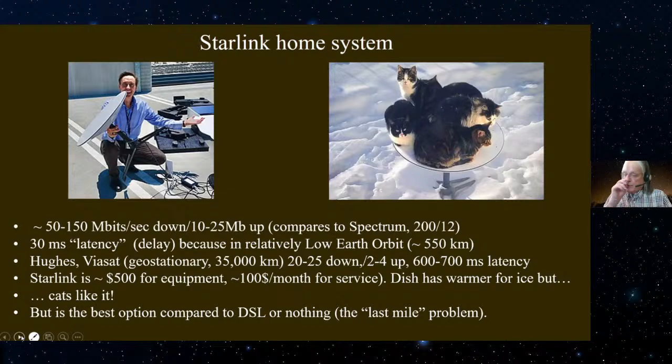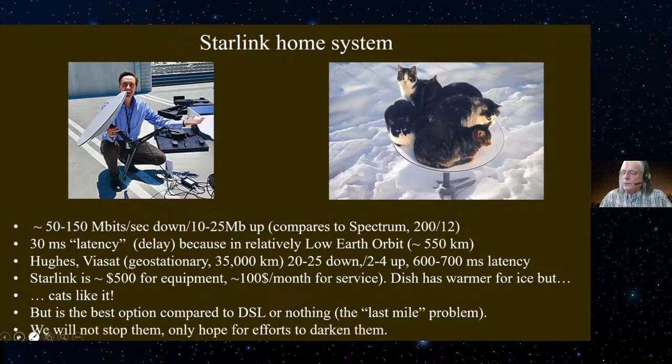There's the so-called last mile problem. If you're the last mile out in a rural area and you want internet, you're going to pay tens of thousands of dollars for that company to bring it in. So it is an option for that. We're not going to stop them. We can only hope to work with them to get them to darken the satellite somehow.